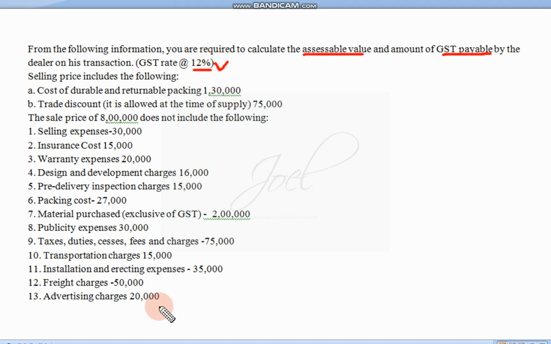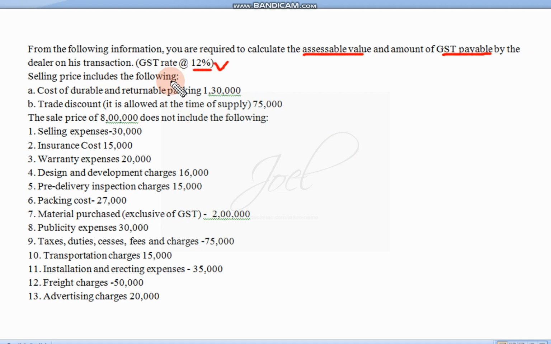Now we have to see where sales have taken place. If information is not given, we will assume that the transaction is taken within a particular state, and on that basis we'll calculate SGST and CGST. Here there is no such information. If there is absence of information, we are going to consider SGST and CGST. So here it is 12%, in the sense 6% plus 6%. That will be our calculation. Now we'll see the problem.